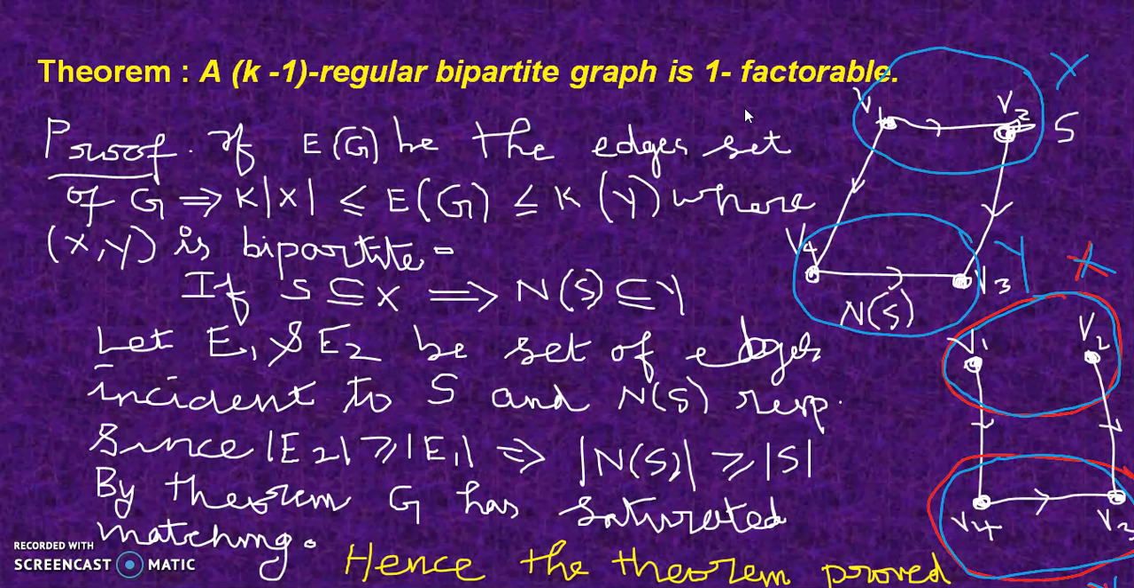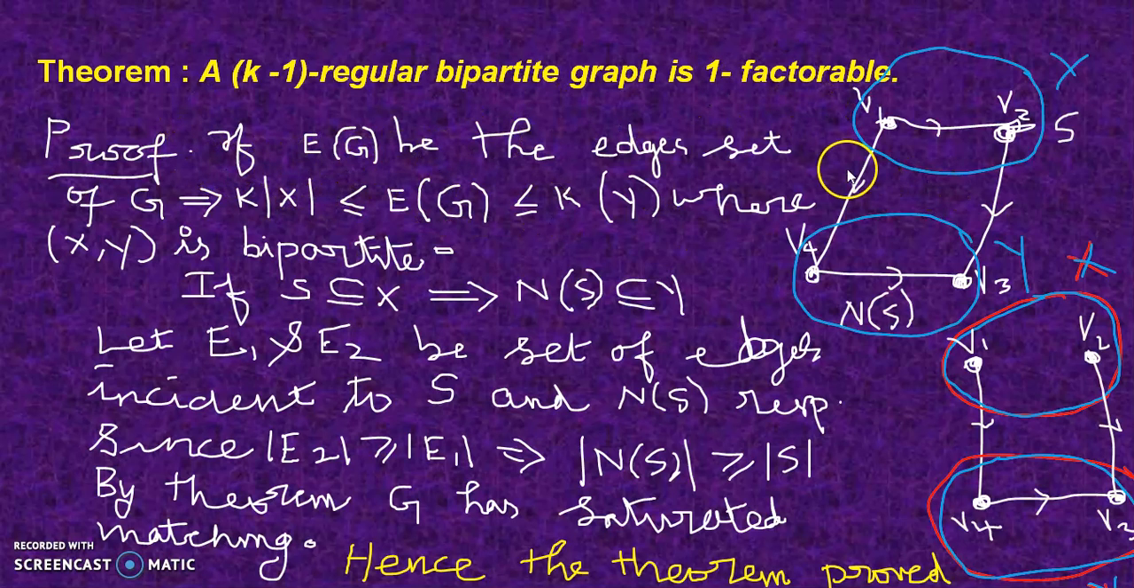One factorable means what? One factorable means the degree of each vertex is only 1. That's called one factorable. Degree of 1 becomes one factorable. And also they are disjoint edges. That we will look at now.